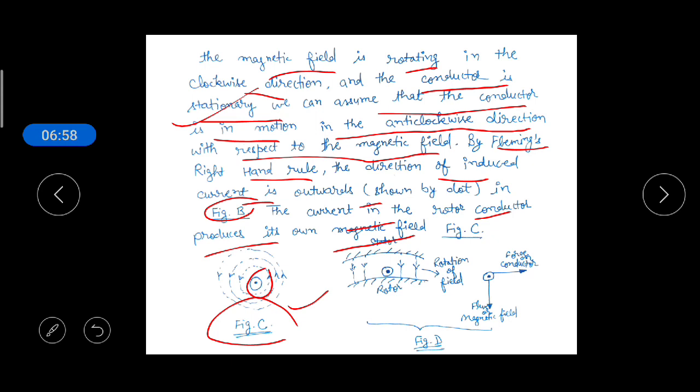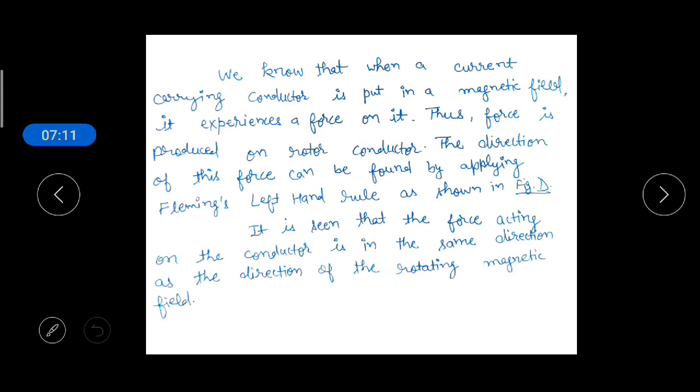Now again consider the first case: we have a stator, we have a rotor, and we have a conductor whose polarity we have found out to be a dot polarity. The magnetic field is rotating in the clockwise direction. Now what will happen?